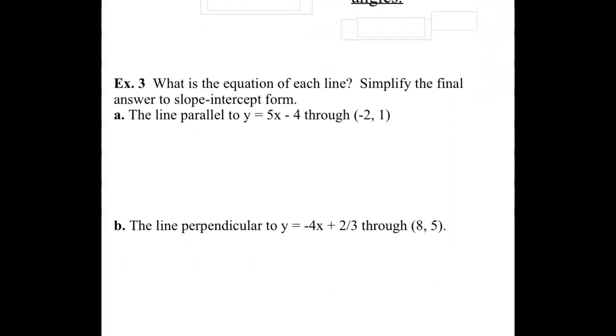So our first example says, what is the equation of each line? We want to simplify it to slope-intercept form. Doesn't mean we have to start with that, but that's the final answer, needs to be in that form. We want a line that is parallel to this and goes through the point -2, 1. So they're giving me x1, y1. Now the part of that sentence that I put in a box, parallel to y equals 5x minus 4. What is that telling me?